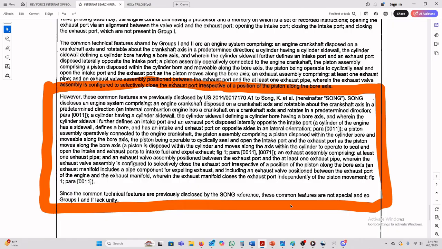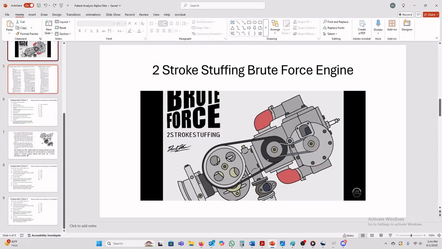I mean, really, you gotta kind of split this out. The engine architecture by itself is not unique. Okay. So what is it that they actually claimed in their issued patent?